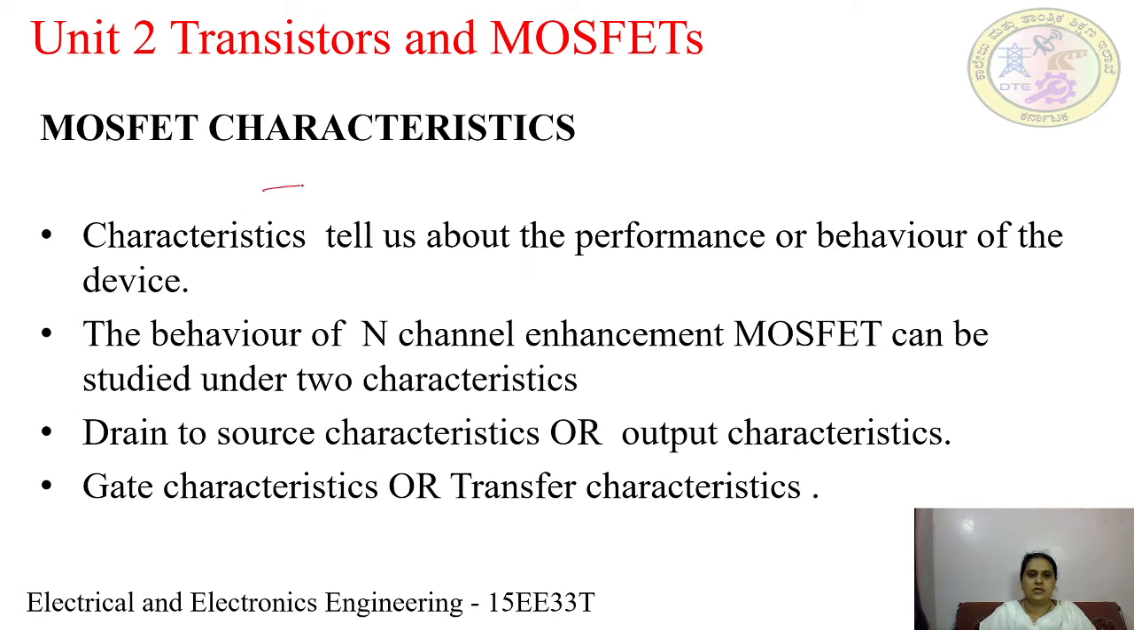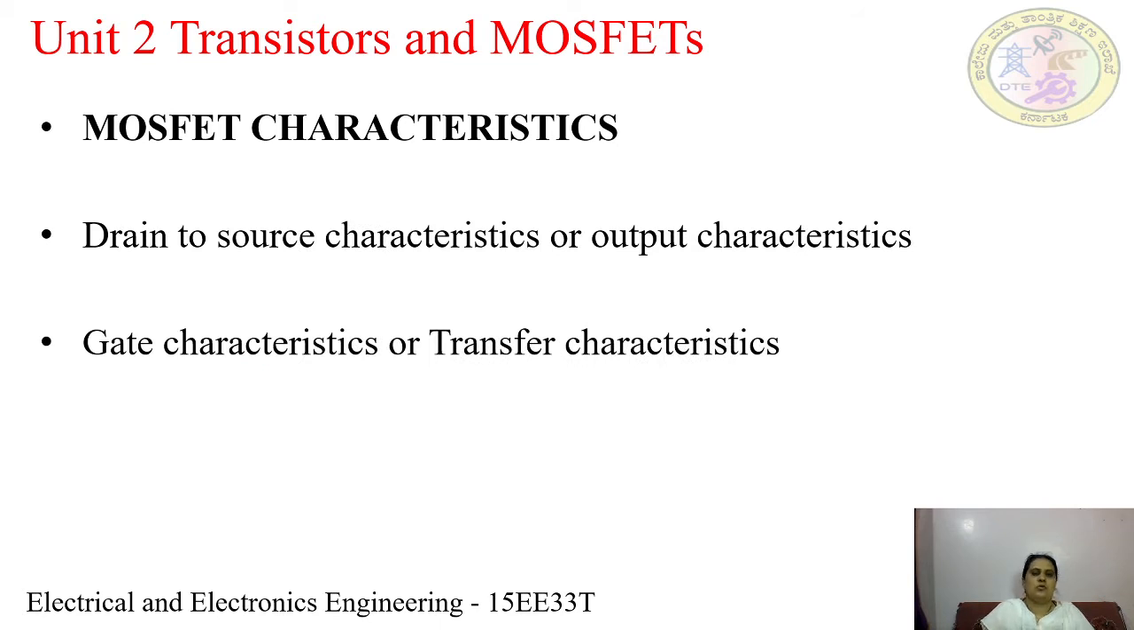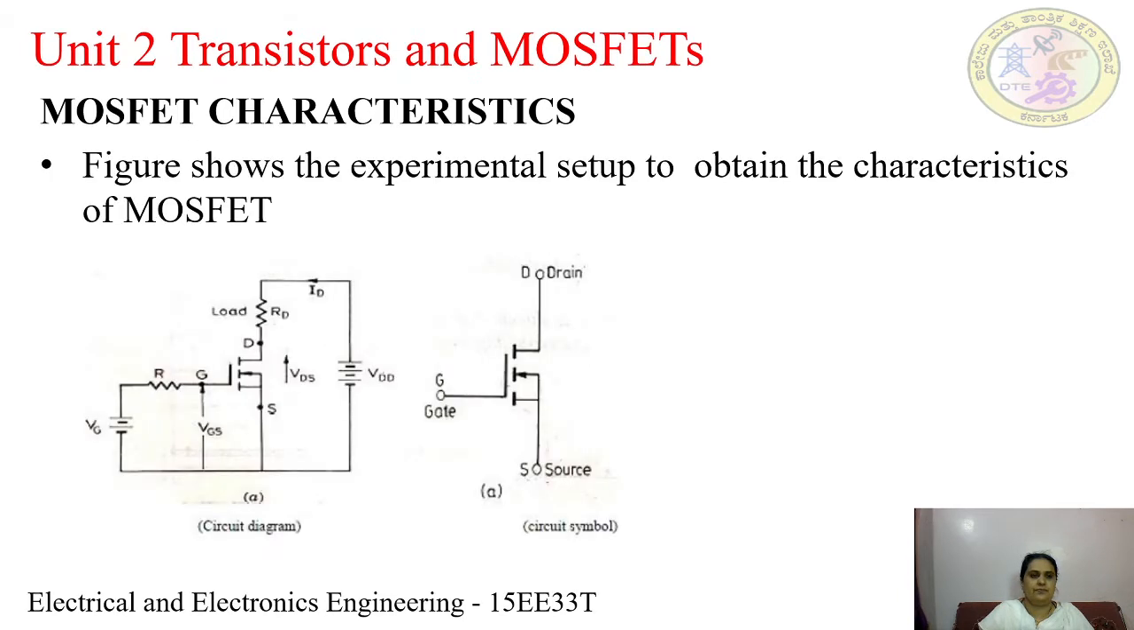The N-channel enhancement MOSFET has two characteristics. The first one is the output characteristics. The second one is the transfer characteristics. The output characteristics are called the drain to source characteristics, and the transfer characteristics are called the gate characteristics. To obtain any characteristics, we need an experimental setup.